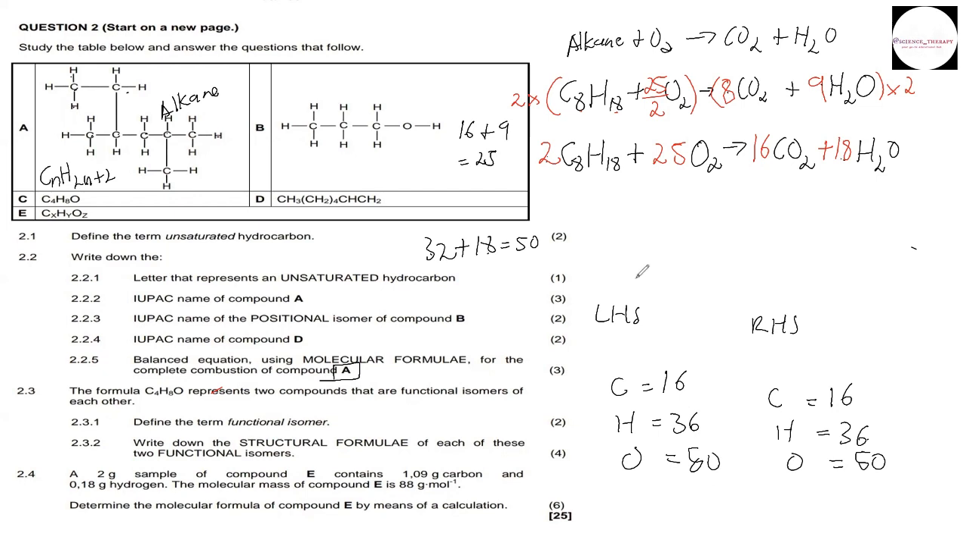Now this is balanced. That means the left-hand side is equal to the right-hand side, and our equation is balanced. So that's how you go about balancing the equation using the CHO method. So please repeat it over and over again until you understand. Okay, now let's proceed.